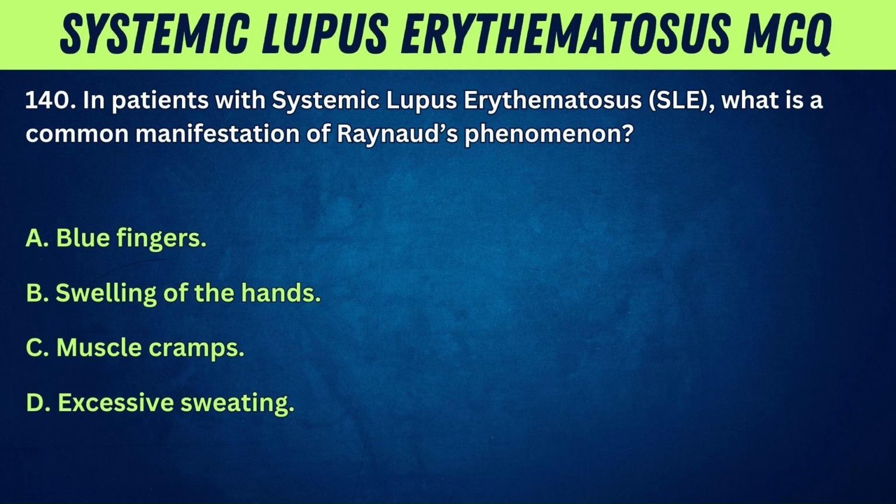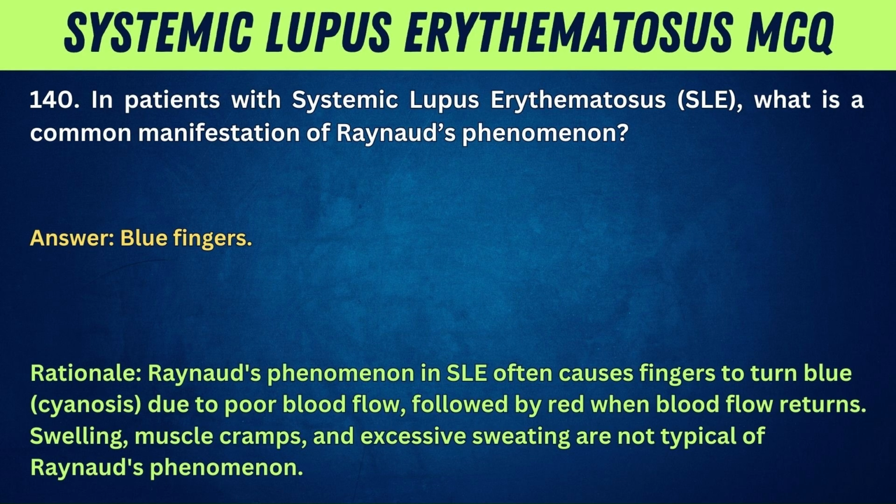140. In patients with systemic lupus erythematosus, SLE, what is a common manifestation of Raynaud's phenomenon? A. Blue fingers. B. Swelling of the hands. C. Muscle cramps. D. Excessive sweating. Answer: blue fingers. Rationale: Raynaud's phenomenon in SLE often causes fingers to turn blue, cyanosis, due to poor blood flow, followed by red when blood flow returns. Swelling, muscle cramps, and excessive sweating are not typical of Raynaud's phenomenon.